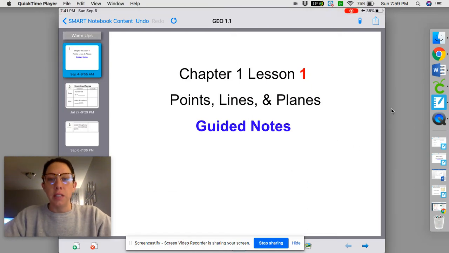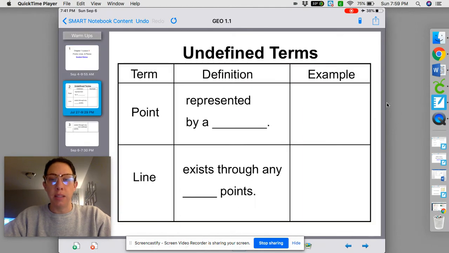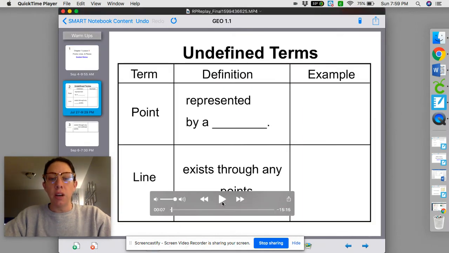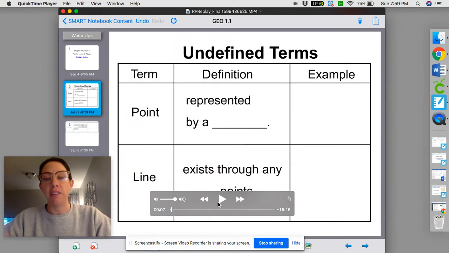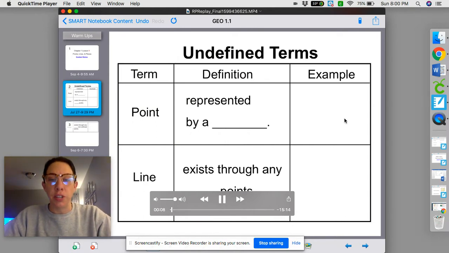Okay, this first lesson in geometry, chapter 1, lesson 1, is all about points, lines, and planes. It talks about defining these terms as well as being able to sketch, label, and identify any of the objects in a figure. So, the first thing we want to start off with is what we call undefined terms.